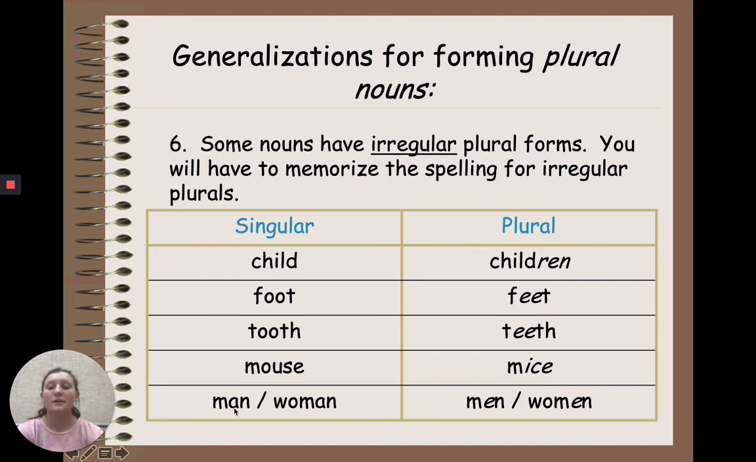And now this is one that we'll probably learn pretty quick because we'll probably be using this one a lot in writing. And even in books, you'll probably see these ones a lot. So we say one man or one woman. And then when we are talking about more than one, we say men and women. So all we're changing is the A in man or woman to an E to make men or women.